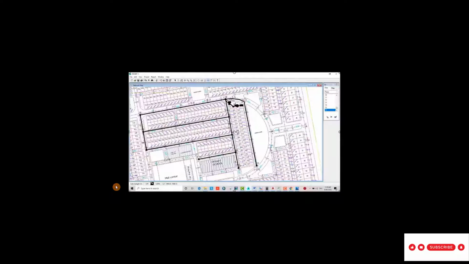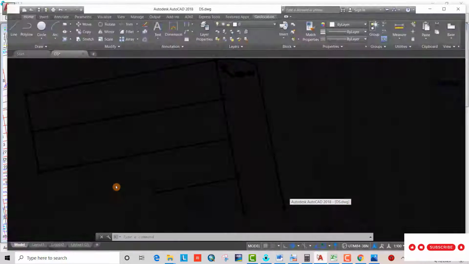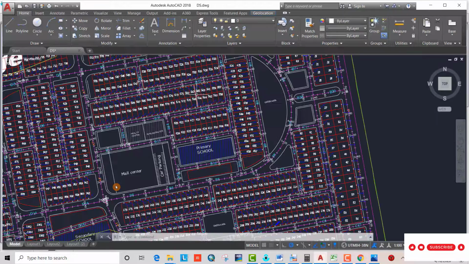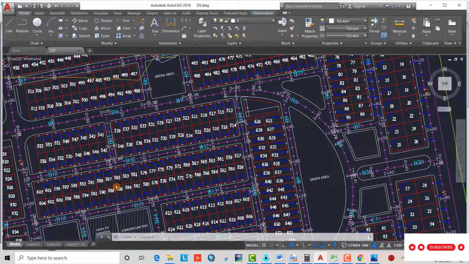Hello friends, in this tutorial, which is the complement for the first tutorial, we complete the design. We just have to provide the data for the nodes. The data which we need for the nodes is the elevation and base demand. If we look at the map, we can find the elevation, so we can bring the elevation from the map. The blue one is the elevation of the ground.